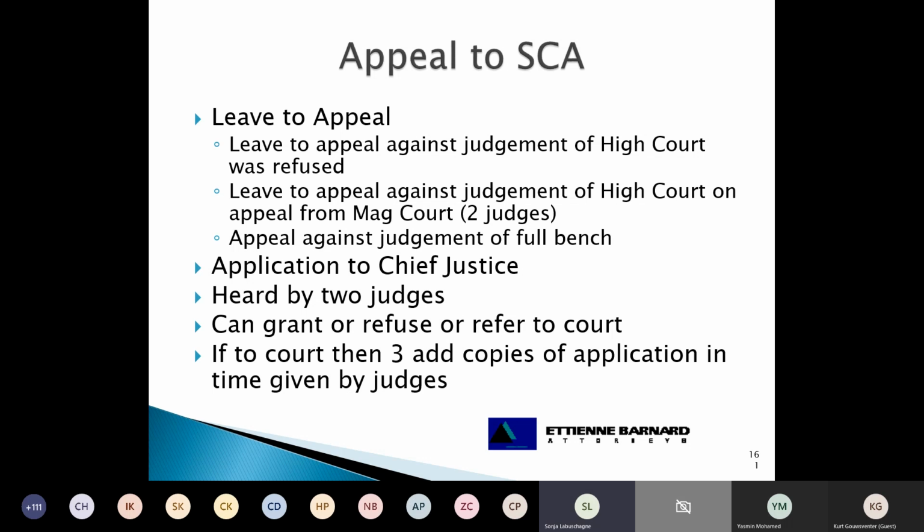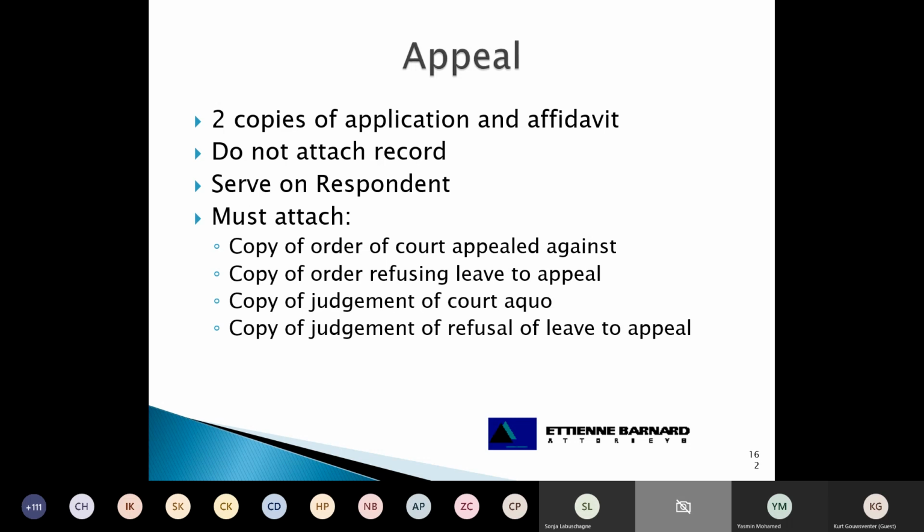the application. If the court then grants it, you need to add three copies. If they refer this matter to court, then you normally don't go to the SCA to be heard for leave to appeal. They just do it on the papers. If they want you to go to court, you need to add another three copies to be given to the judges of your application for leave to appeal. You don't attach the record.